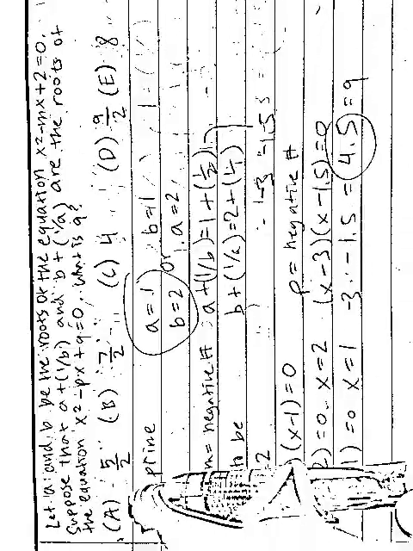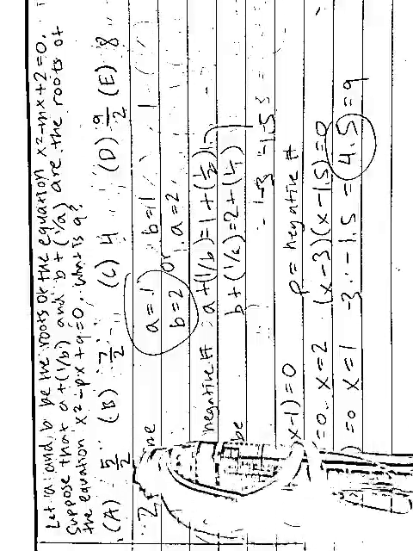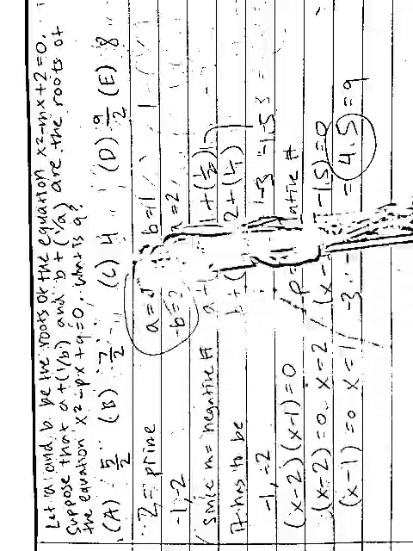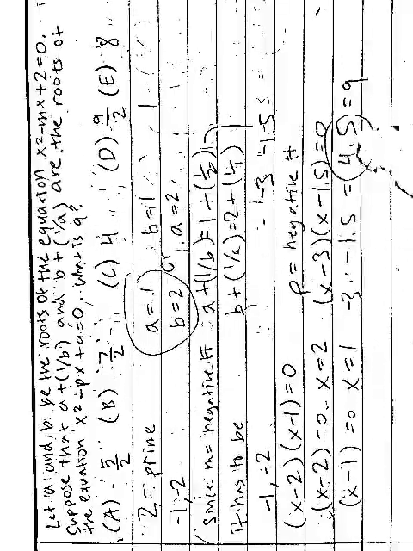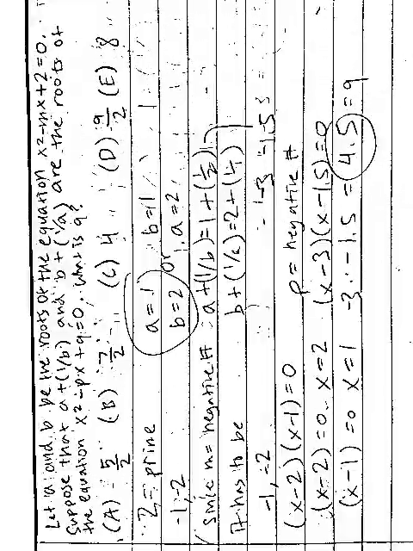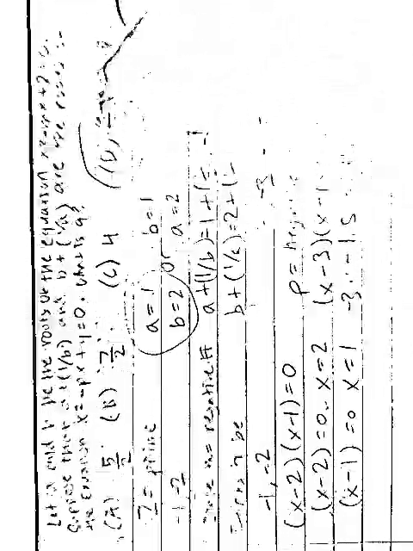So let's see here. A is 5 over 2. That's not right. B equals 7 over 2, which isn't right either. C equals 4, which is not this. And D equals 9 over 2, which is 4.5. So D would be the correct answer.